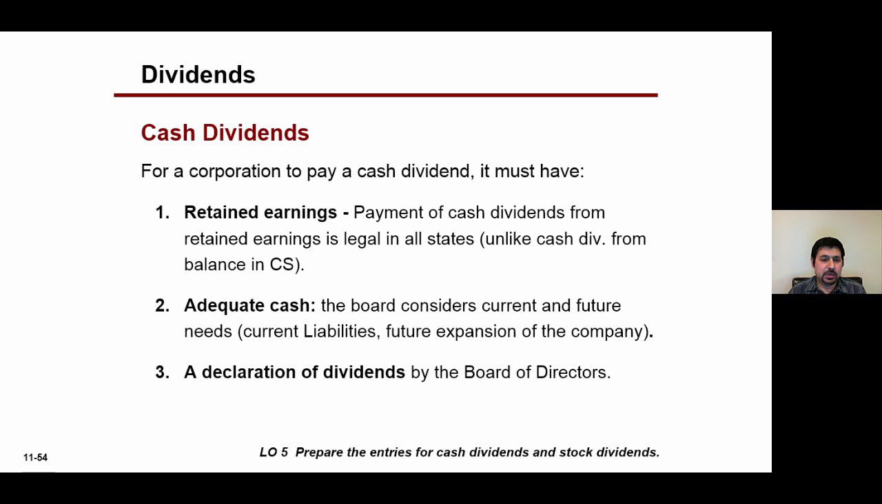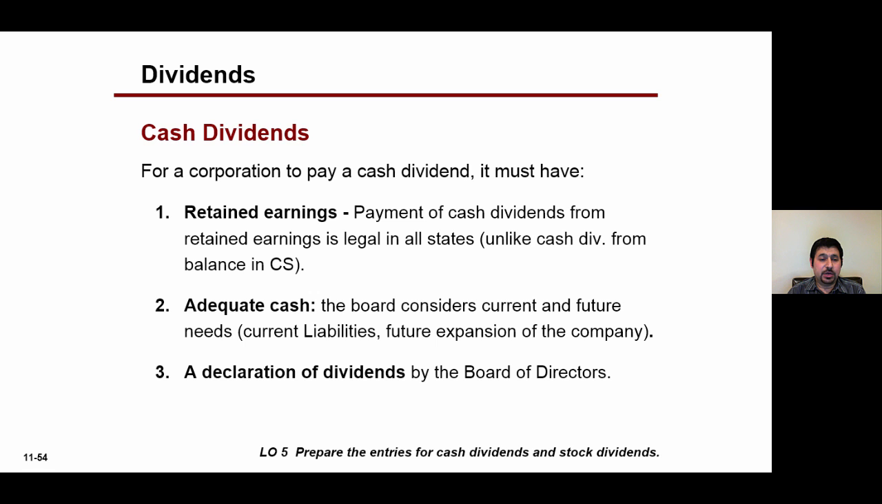Now, as far as cash dividends are concerned, the board of directors will have to evaluate the retained earnings to make sure that they have enough money, because as you remember, it is illegal in most states to pay cash dividends from paid-in capital. Instead, companies have to use the retained earnings to pay cash dividends. And then the board of directors will have to look at how much cash the company has, because the dividends are in cash.